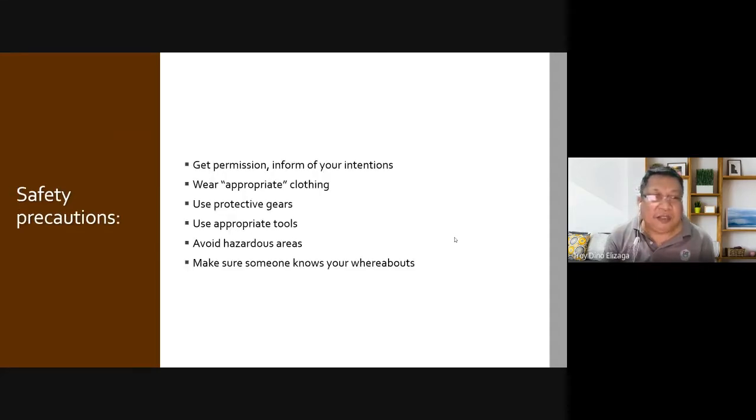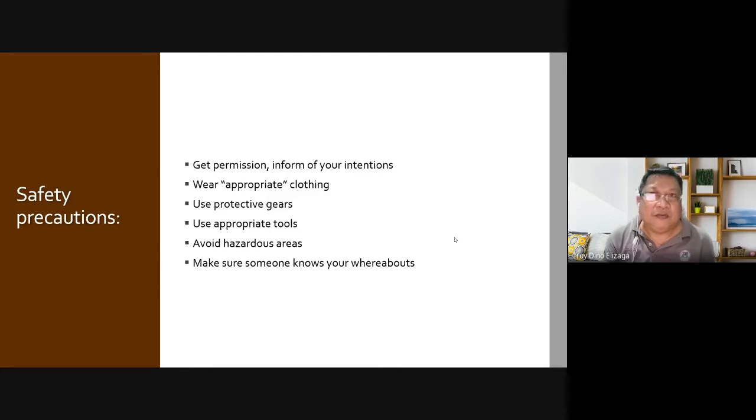So there are a lot of safety precautions that should be done. First is we have to get permission and inform the people about what you're going to do. This is important because sometimes they expect it from us. We just don't go to a school without informing the principal. We just don't go to a barangay without informing the captain because they might wonder what we are doing. It's like we are trying to overlook their authority, no? We're stepping on their authority and their turf.